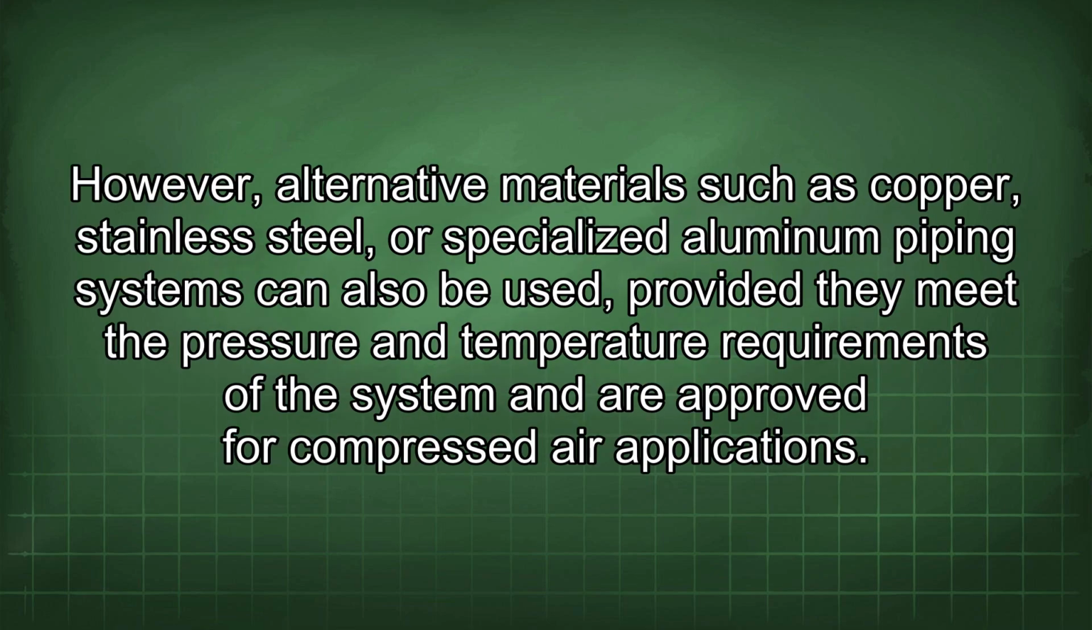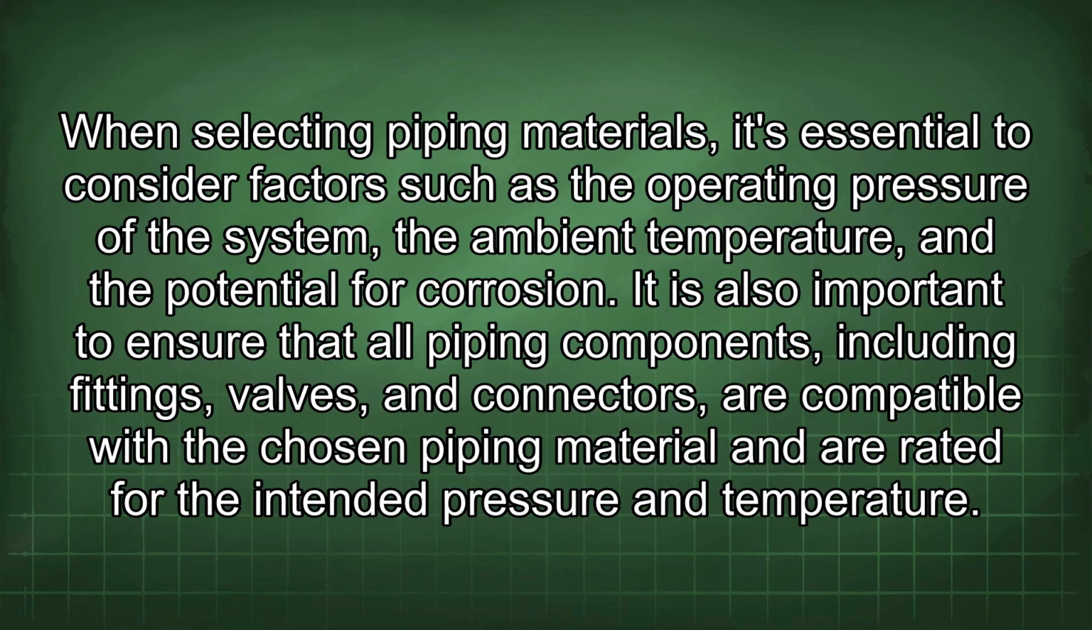However, alternative materials such as copper, stainless steel, or specialized aluminum piping systems can also be used, provided they meet the pressure and temperature requirements of the system and are approved for compressed air applications. When selecting piping materials, it's essential to consider factors such as the operating pressure of the system, the ambient temperature, and the potential for corrosion. It is also important to ensure that all piping components, including fittings, valves, and connectors, are compatible with the chosen piping material and are rated for the intended pressure and temperature.